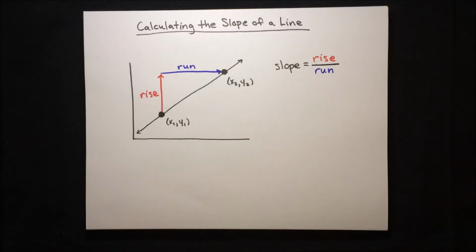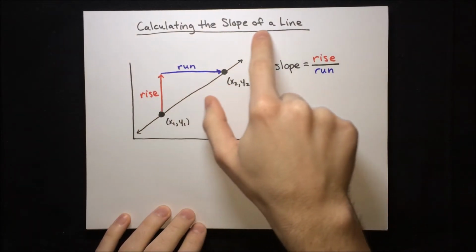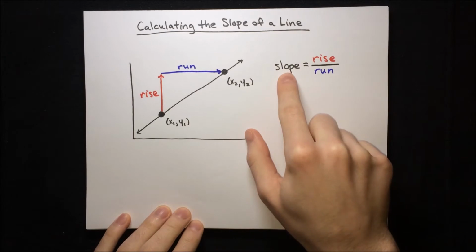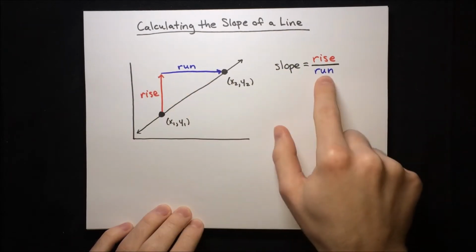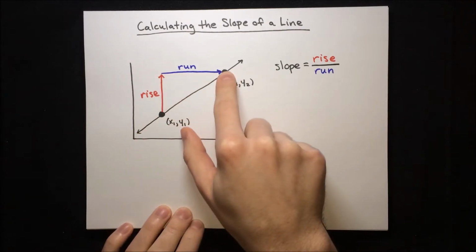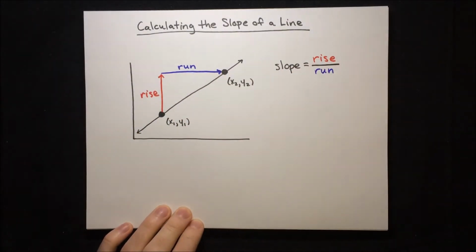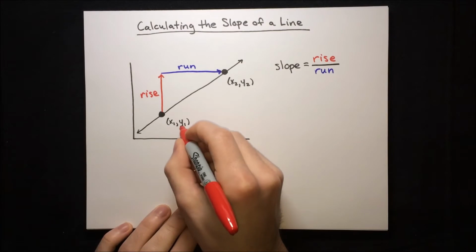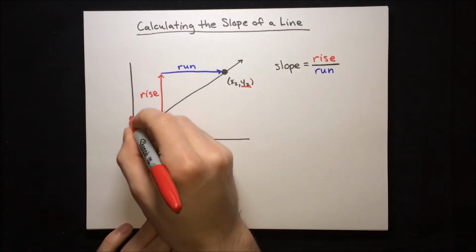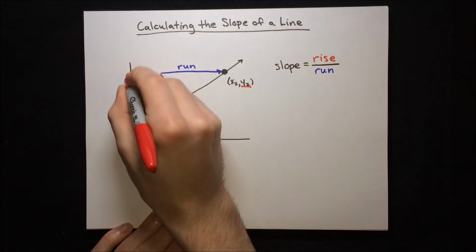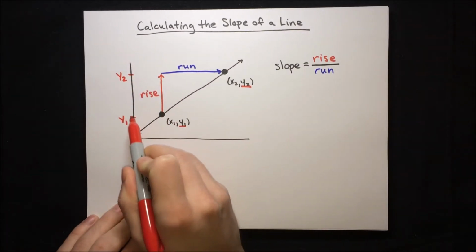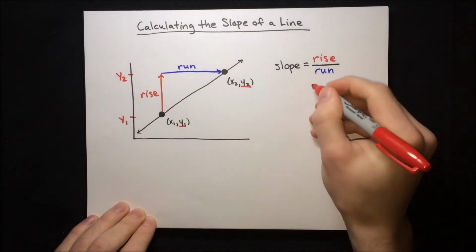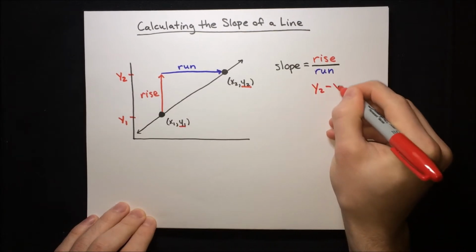In this video, I'm going to show you how to calculate the slope of a line. The slope of a line is just the ratio of how much the line rises up to how much the line runs over to the right. To find how much the line rises up, we can look at the y-coordinates, y1 and y2. The amount the line rises up is just given by the difference, y2 minus y1.